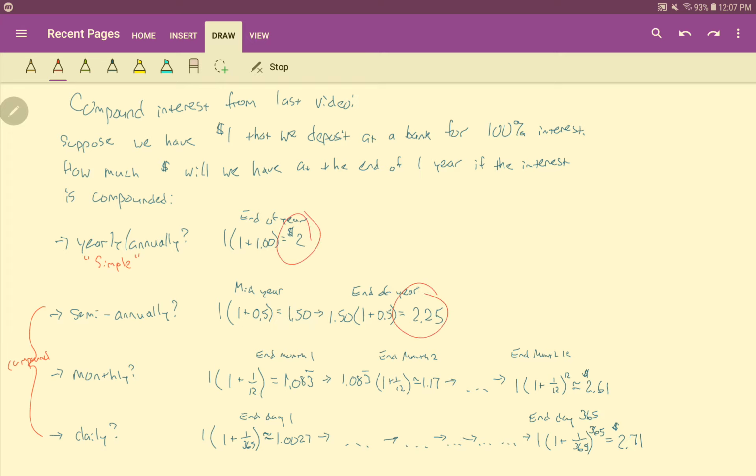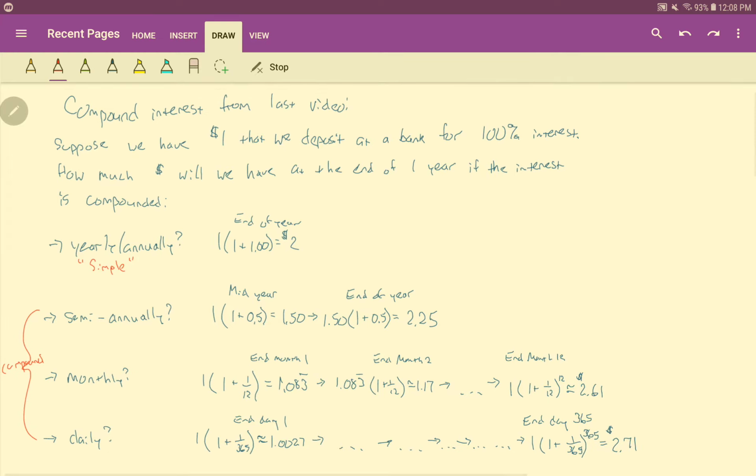So you can see, for comparison's sake, semi-annually gives us a little bit more money than yearly, or annually. Looking down at monthly, now we're going to take this 100% and divide it up into 12 sections. So we're going to do 1 plus 1/12, 1 being the decimal for 100%, dividing it by 12, and we multiply by our initial investment of $1. At the end of the first month, we now have $1.08333 repeating forever. After month 2, we take that $1.083 repeating and multiply again by 1 plus 1/12, and we're now at $1.17, which is how much the investment would be worth.